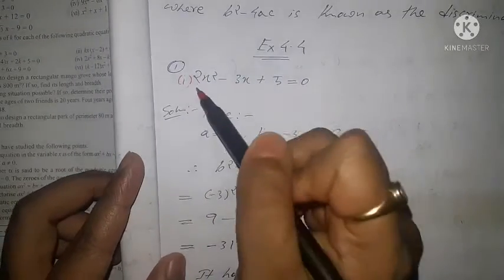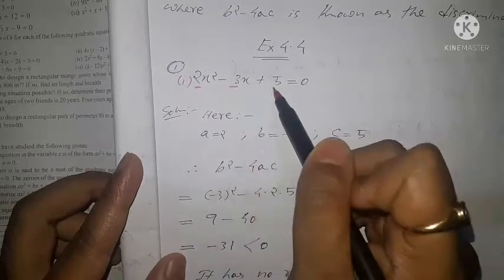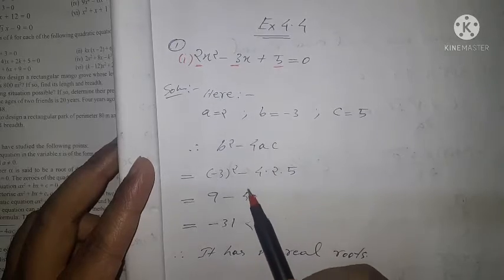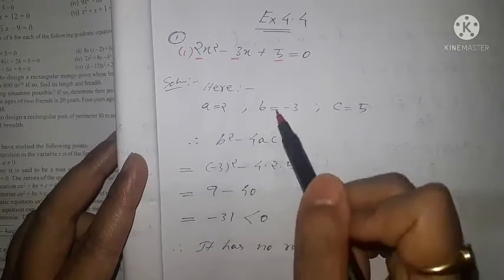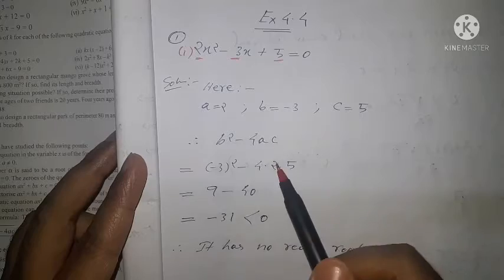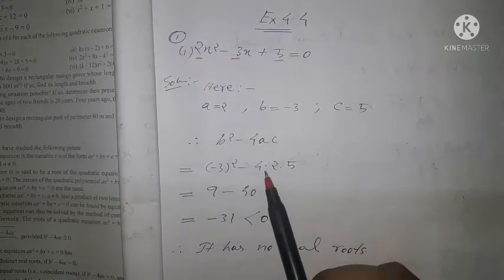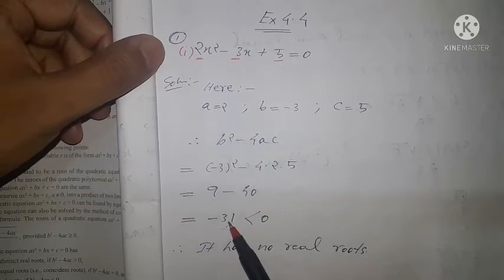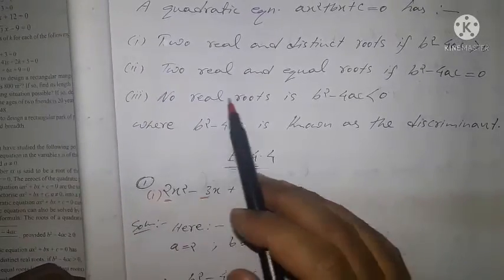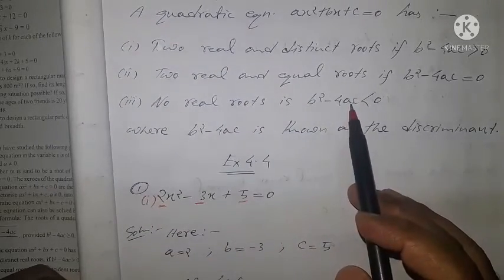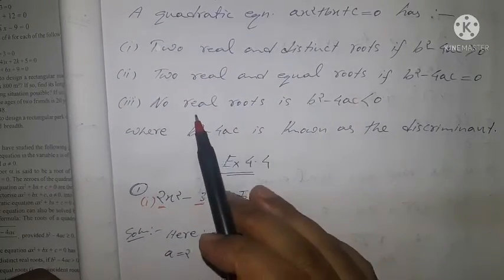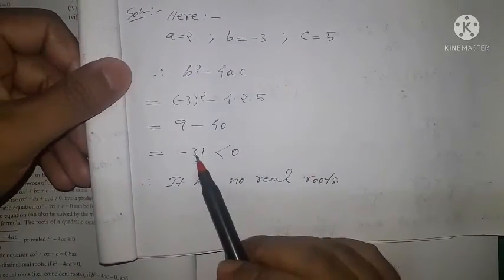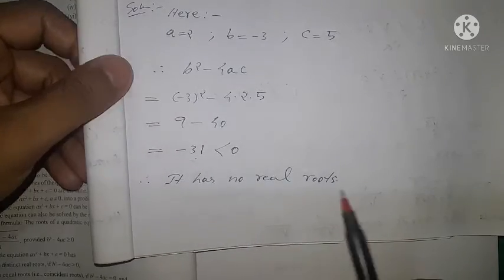Here the value of a is 2, the value of b is minus 3, and the value of c is 5. So we have written like this. So therefore b square minus 4ac. If we substitute the value of a, b and c here in this equation, b square minus 4ac, which is the discriminant. So after simplification we get minus 31. That means we get a negative value. And this satisfies the third condition. It is given if the value is negative, that is less than 0, then there will be no real roots for the given equation. So since this is negative, that means less than 0, therefore it has no real roots.